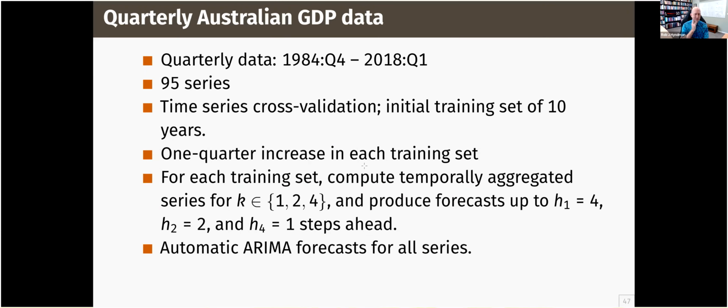I'm going to use a time series cross-validation approach where I take a training set and forecast up to 4 steps ahead. And then I'm going to increase my training set by 1 quarter, forecast 4 steps ahead, increase it again, forecast 4 steps ahead, and so on. I'm going to use ARIMA to do this with an automatic ARIMA modeling process for each of the forecasts at quarterly level, at half-yearly level, and at annual level.